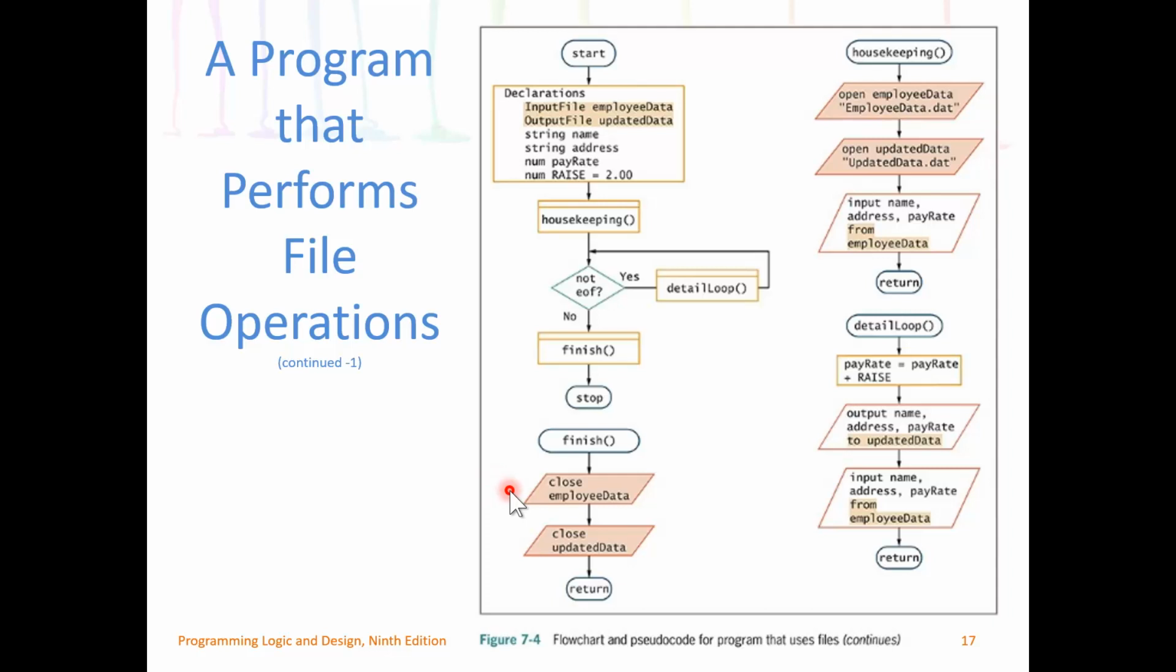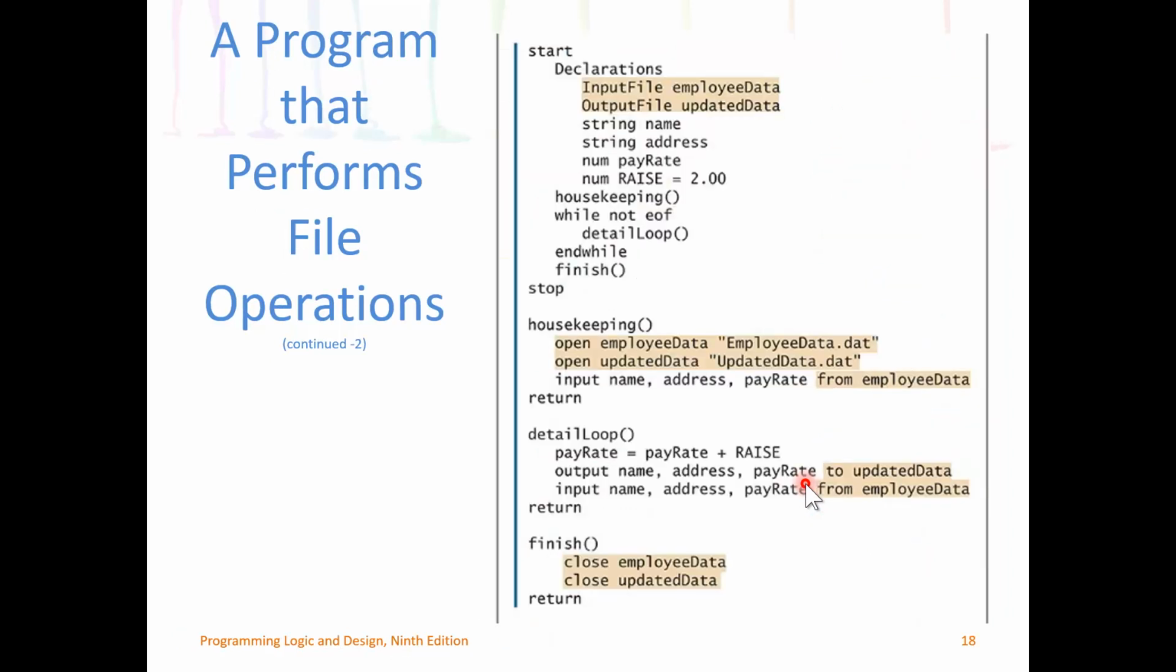So this is the basic operation. Once again, we do our first input before we go into our processing loop, and then we already have the data we need. We process it, we write it to the output file, and then we read our next record at the bottom of the loop, and we rinse and repeat. We keep doing that. So here's the pseudocode for it.